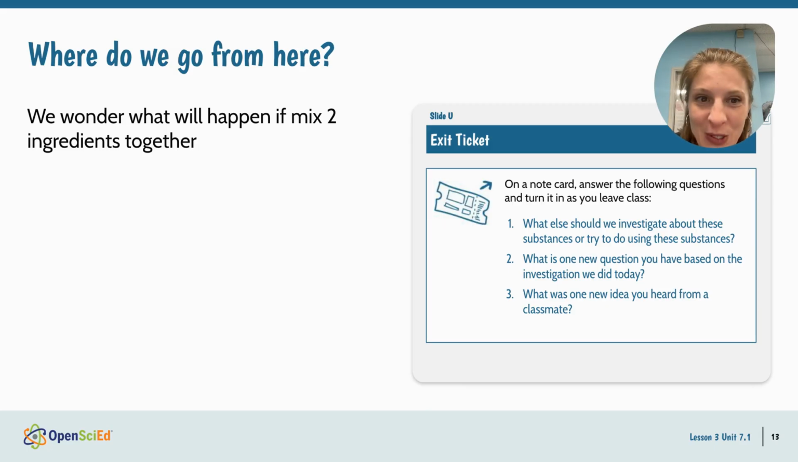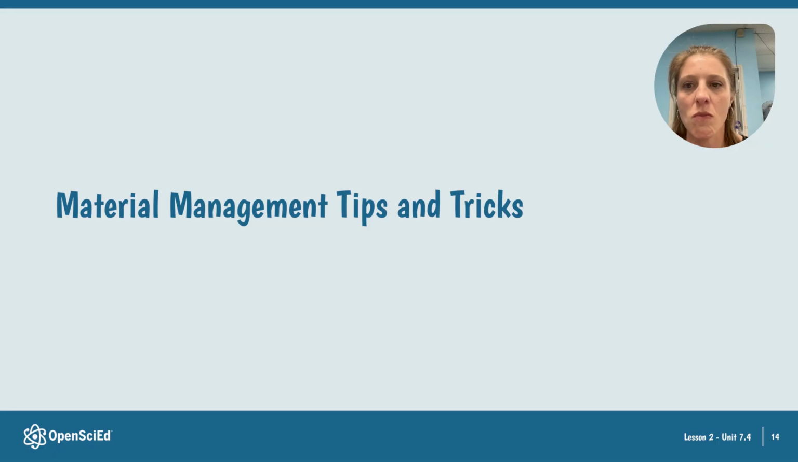So that's pretty much the lesson. And where do we go from here? Well, you have an exit ticket. And students on this exit ticket will typically write that they want to now mix 2 ingredients together because, you know, nothing happened when we mixed with 1. And so you're ready to go to that next lesson.